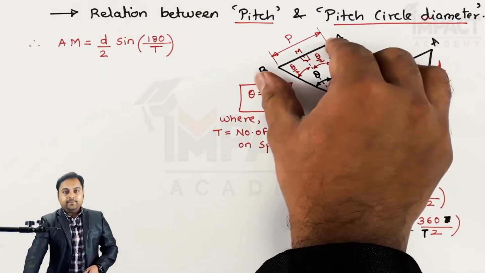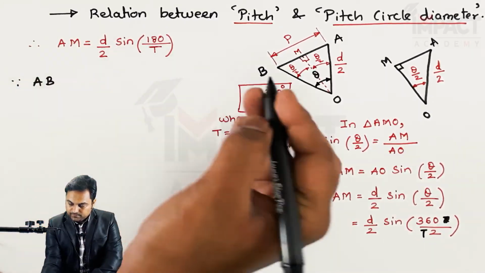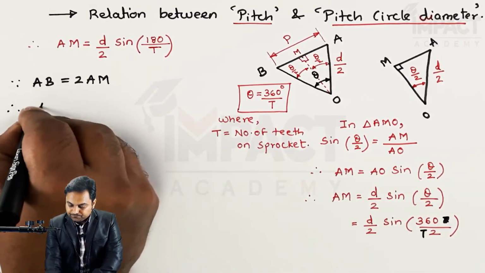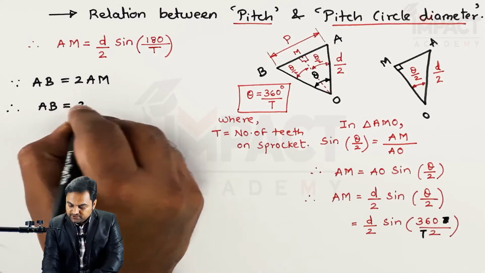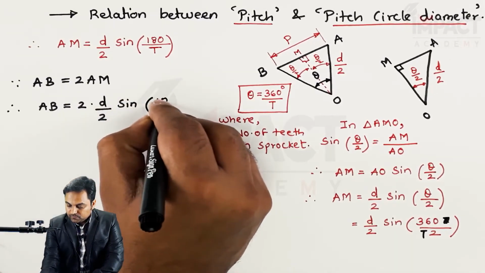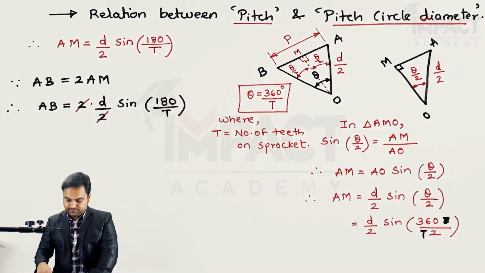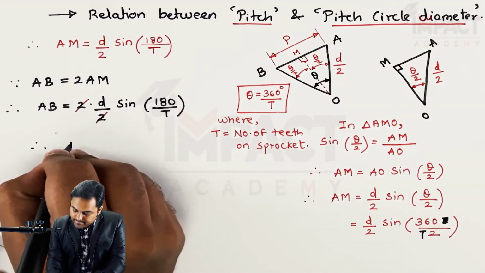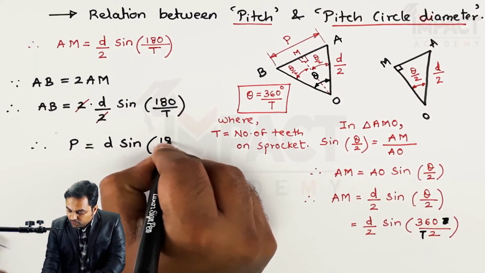Next, for AB, I'll write it down that since AB is twice of AM, therefore AB will be equal to twice of D by 2 sine 180 by T. 2 and 2 gets cancelled, so I get, instead of AB I'll write down it as pitch. So pitch becomes D sine 180 by T.